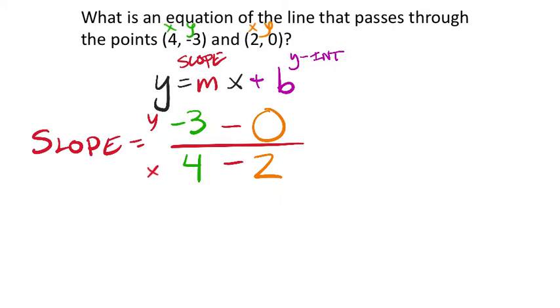So I'm going to put this into the calculator. Again, I'm going to put the numerator in parentheses. And I'll put the denominator in parentheses as well when I put this in the calculator, right? So I got parentheses, -3 minus 0, close parentheses, divide, parentheses, 4 minus 2, enter.